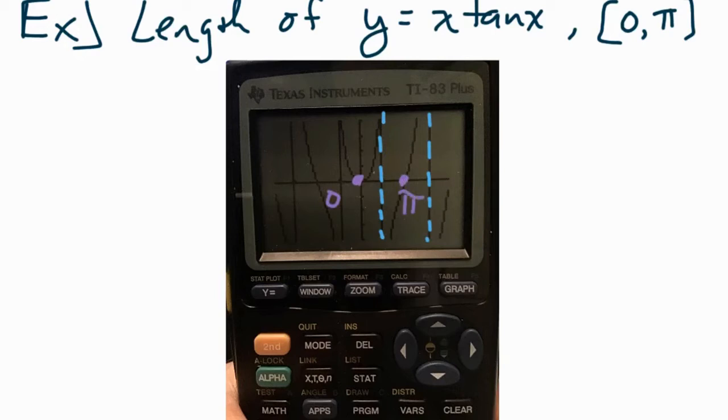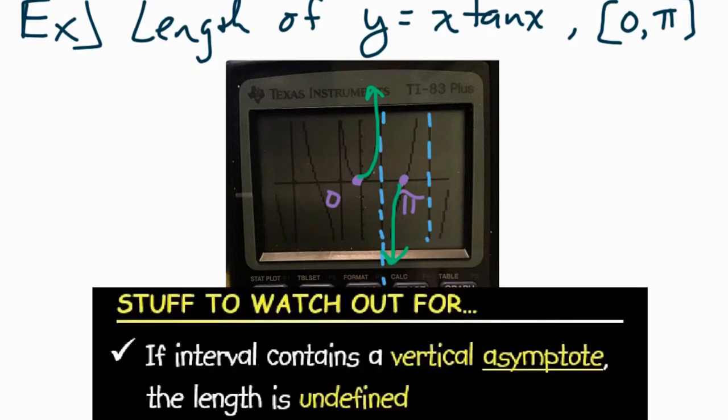Now, what does that mean for the length of a curve that's going to go up forever or have come from down forever if we're trying to find the length of the curve? Well, it means that it's not going to exist. There's no way you're going to be able to measure the length of the curve that goes to positive or negative infinity. So if an interval contains a vertical asymptote, then the length is definitely undefined.